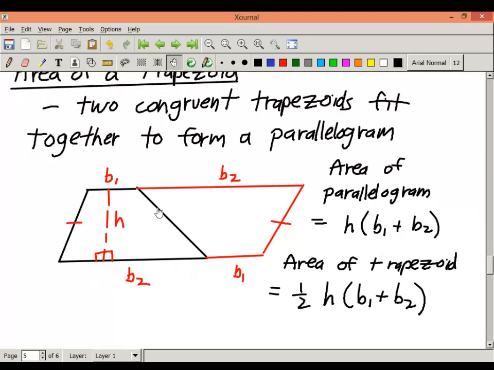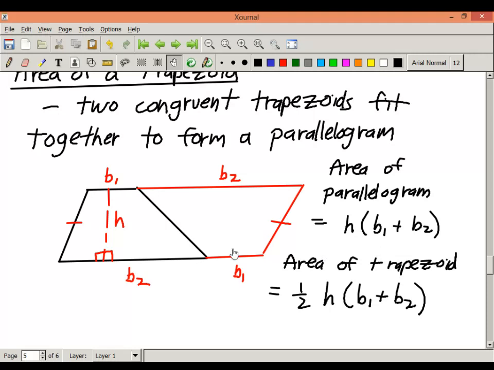So if you calculated the area of this parallelogram, it's just base times height like we saw earlier. Well, the base of this, I'm talking about the big parallelogram now, the whole thing, its base is b sub 1 plus b sub 2, makes up its total base, and its height is h. So the area of that parallelogram is h times the sum of b sub 1 and b sub 2.